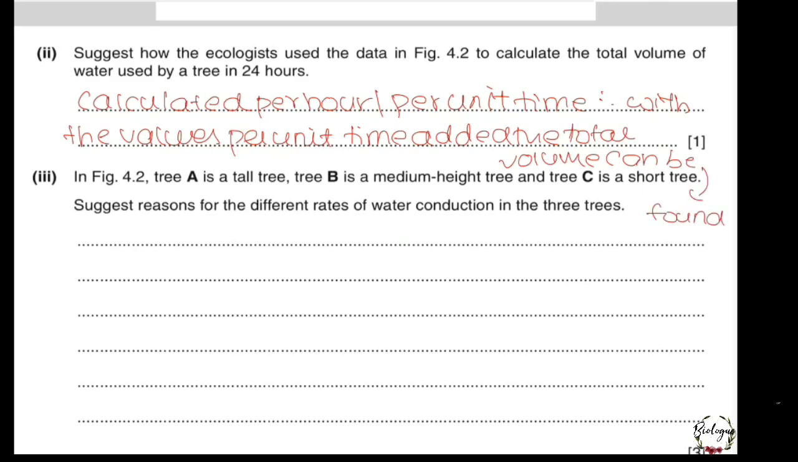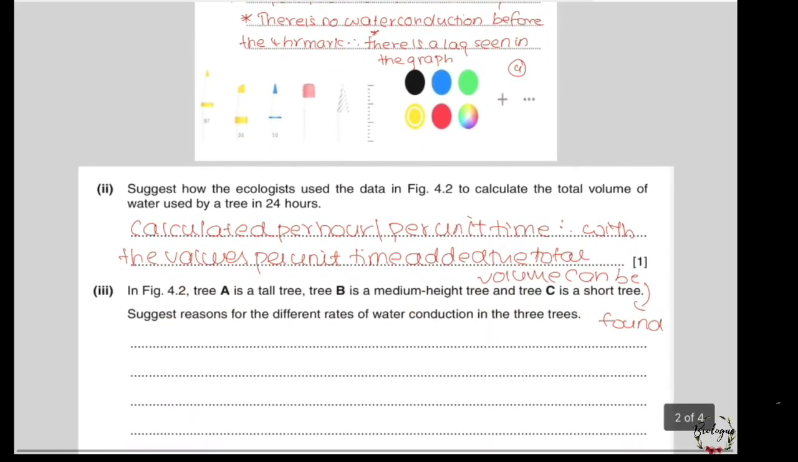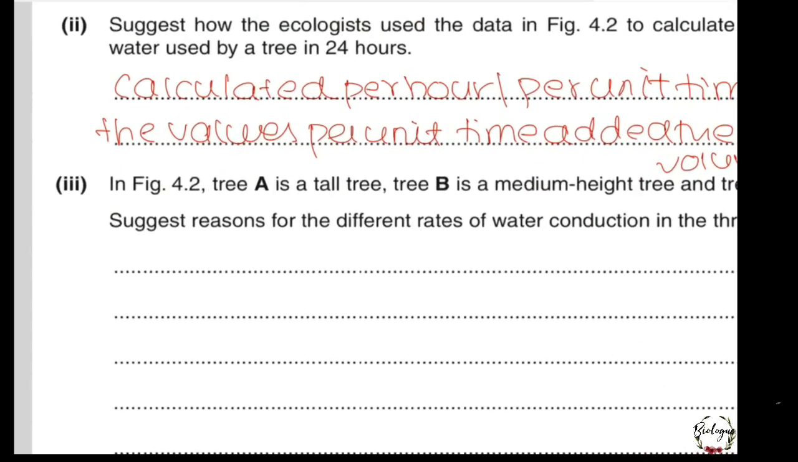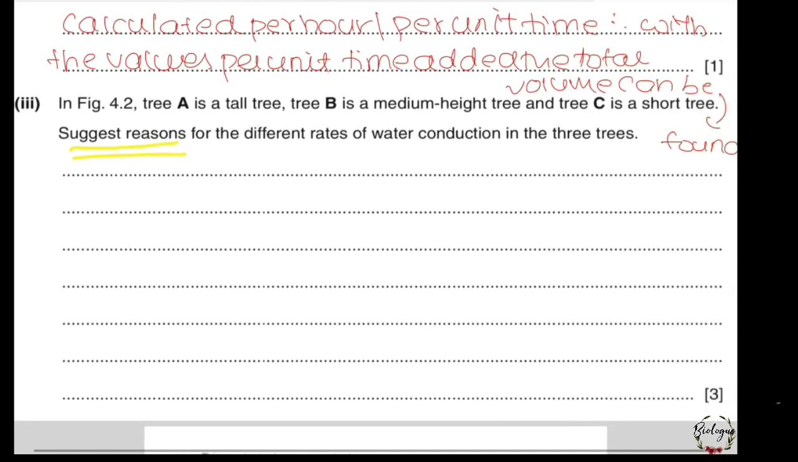Alright, moving on to the next question. In figure 4.2, tree A is a tall tree, right? Tree A is a tall tree. Tree B is a medium height tree and tree C is a short tree. Suggest reasons. Now that is very important. It's asking you to suggest, not really specify, but suggest reasons for the different rates of water conduction in the three trees. Now, this is not very specific, but you will have to state a few reasons.